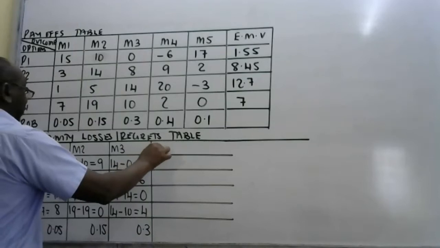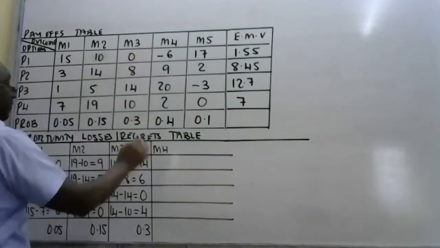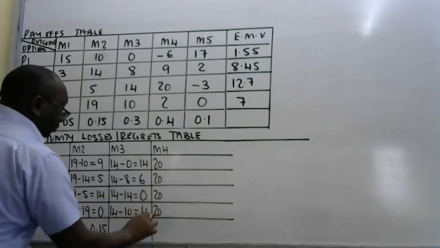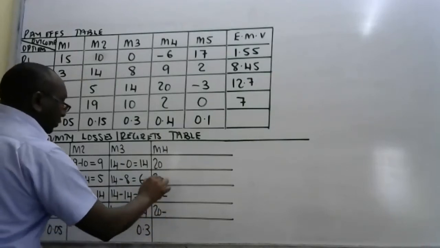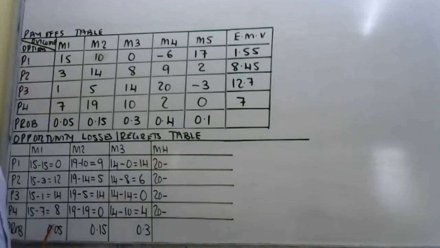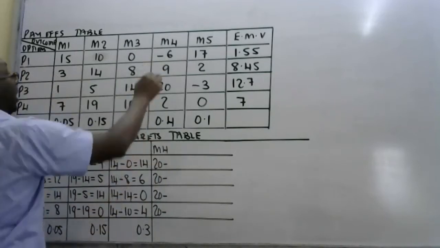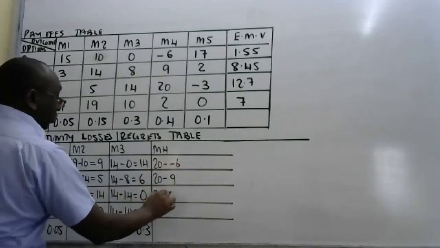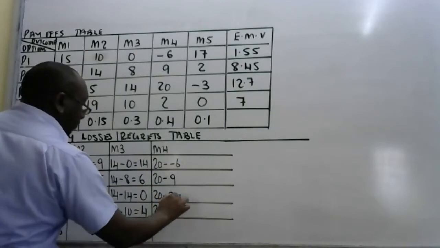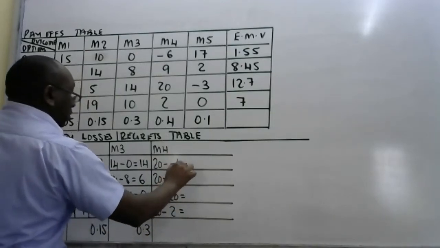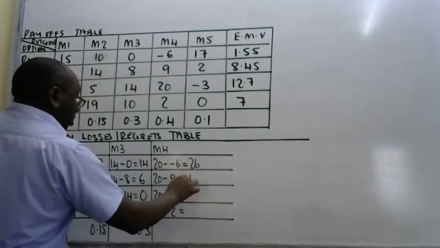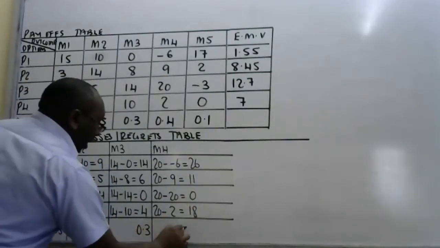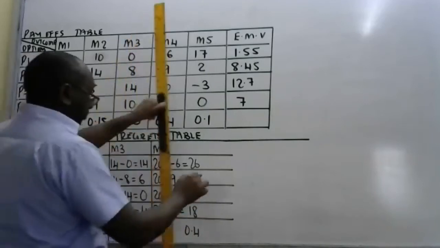Then you go to M4. In M4, the highest is 20. So you say minus 6, 9, 20, and 2. So this becomes 26, this becomes 11, this is 0, this is 18, and this is 0.4.